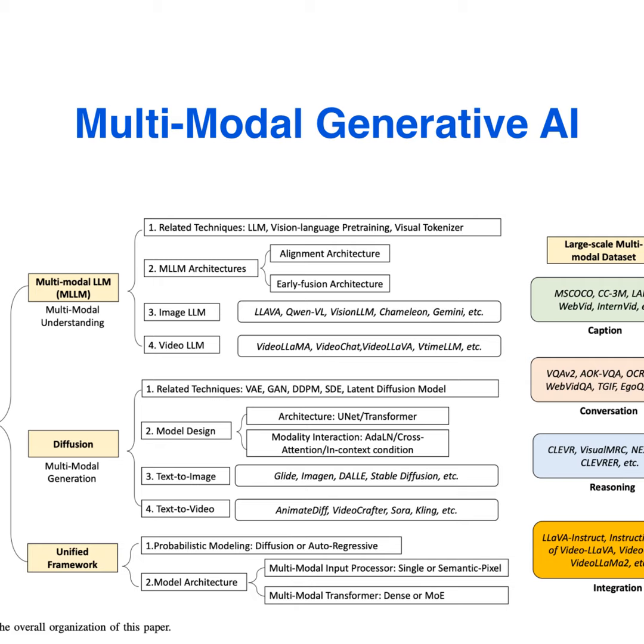Exactly. And one trend we're seeing is the rise of integrated datasets. These datasets combine all those different flavors of information we've talked about: captions, conversations, reasoning examples, all in one big package. So it's like a multimodal smorgasbord for the AI, a way to get a taste of everything and develop a more holistic understanding of the world.